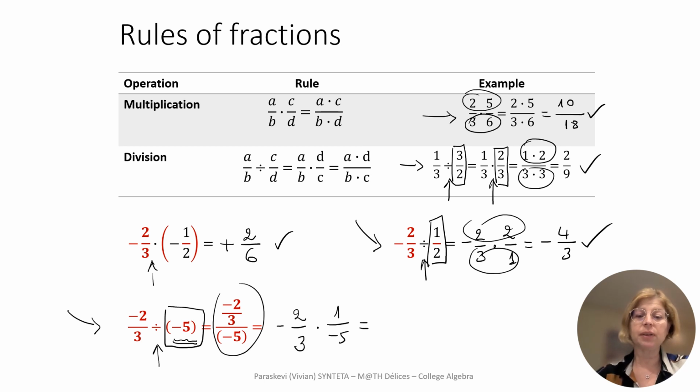Excuse me, there is a 3 missing here. And there is a multiplication between two fractions that have the same sign. The result will be positive, and we multiply the top parts, it will give us 2, and the bottom parts 15, and this is the result of this last example.